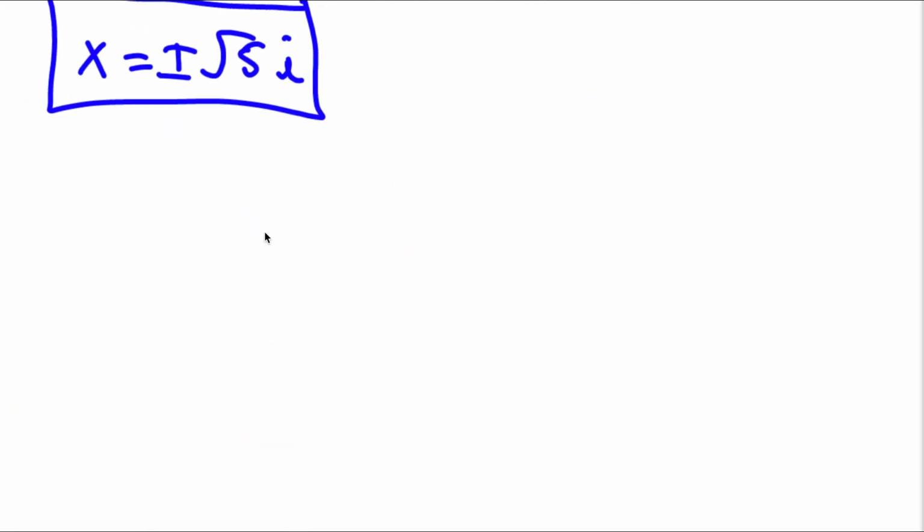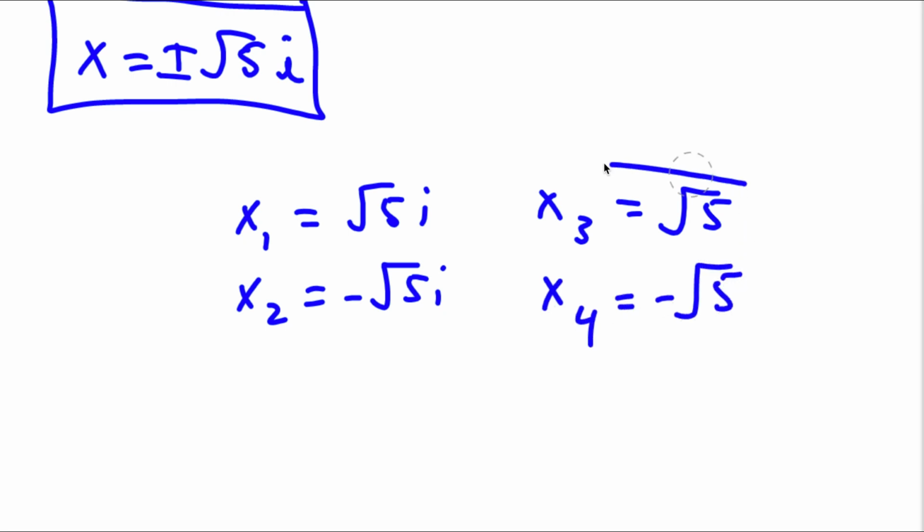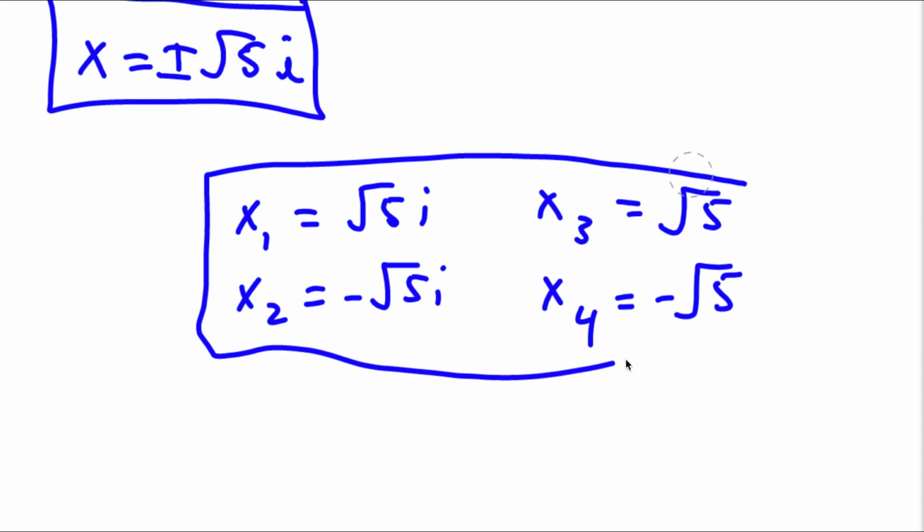So my four solutions to this problem are the square root of 5i, negative square root of 5i, the square root of 5, and negative square root of 5. So these are my four solutions to this problem.